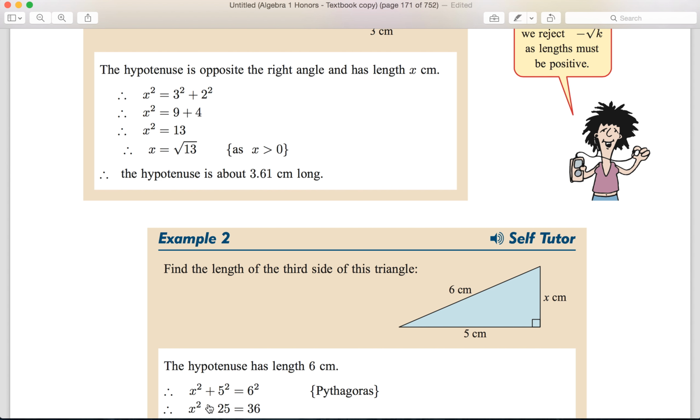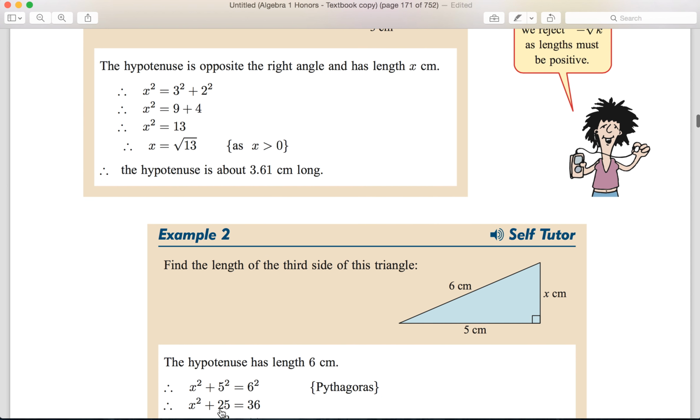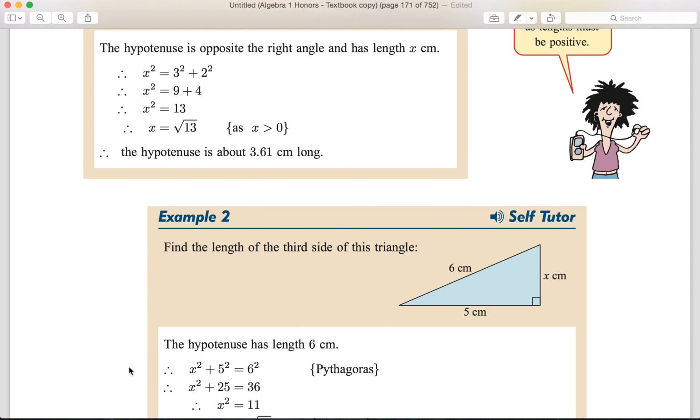What is our next step? If we want to get x squared by itself, we need to take this plus 25 and subtract it from both sides. That'll give us x squared equals 11. So if x squared is 11, 11 plus 25 is 36. Awesome. Well, how do we undo x squared equals 11?